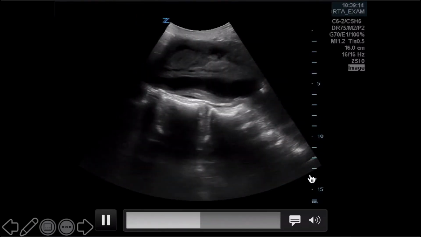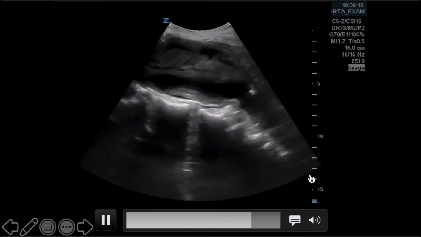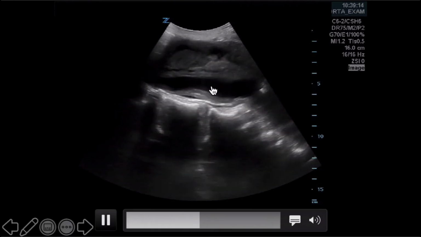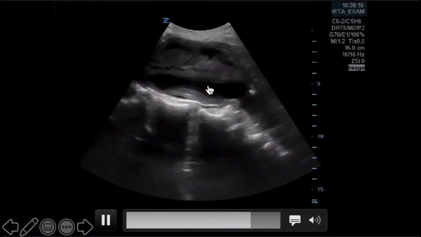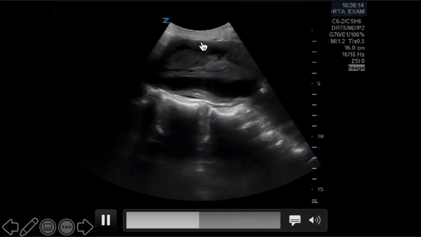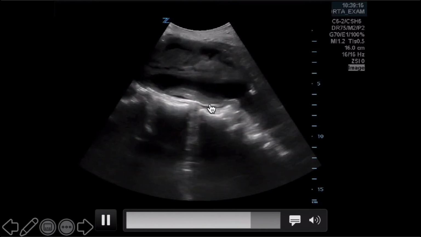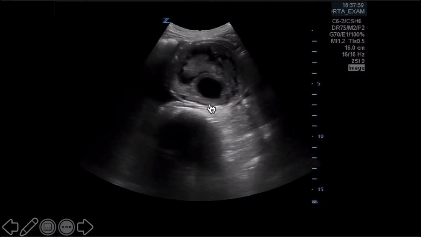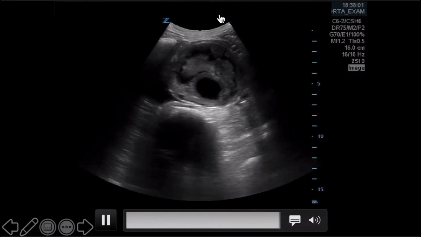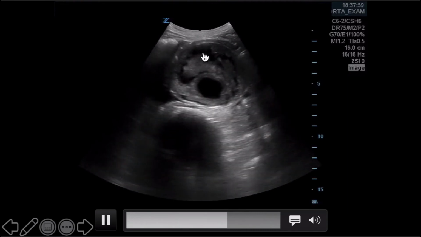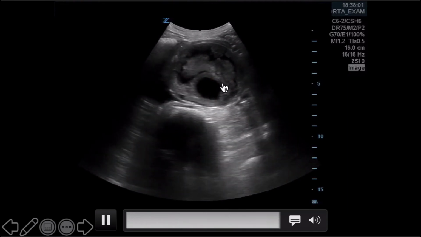Here's another clip of an aortic aneurysm displayed in sagittal view. Again, one could easily measure just the lumen here and not the entire structure, so make sure you measure the entire aneurysm from here to here. Here's the same case with a transverse orientation, and we can see that central lumen, but this is the entire aorta and the entire aortic aneurysm.